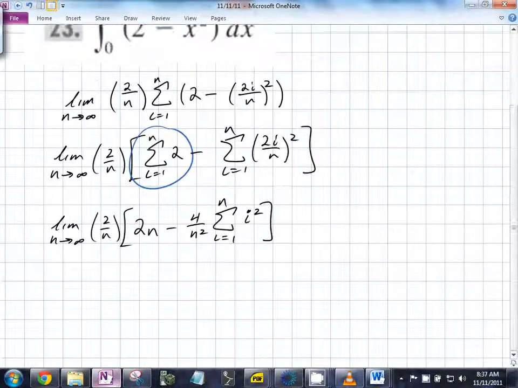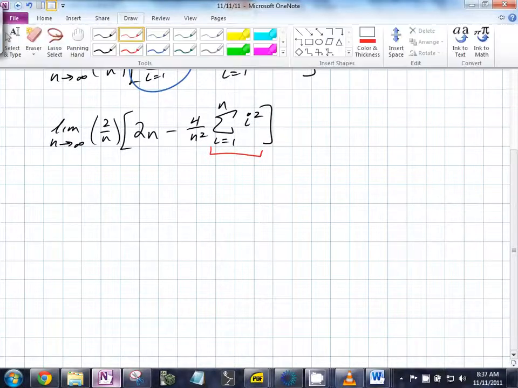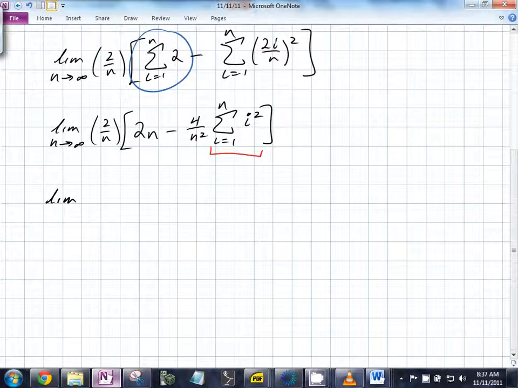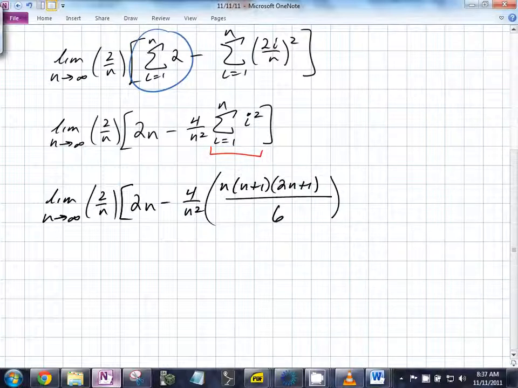Okay. What does this mean? Can someone tell me what this means right here? Up to n squared. So that's the sum of the first n squares. So you have the limit as n goes to infinity, 2 over n times 2n minus 4 over n squared times, do you remember what it is? n plus 1 times 2n plus 1 all over... It would behoove you, because I've told you already, you must memorize that.